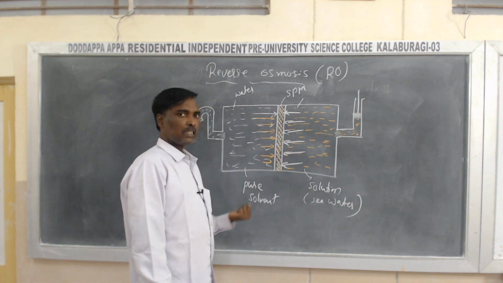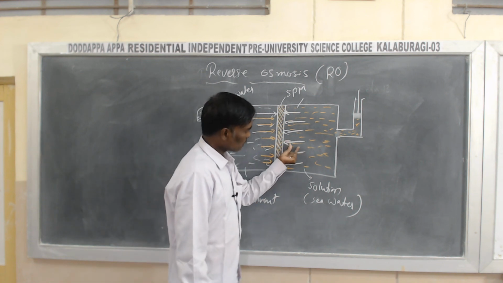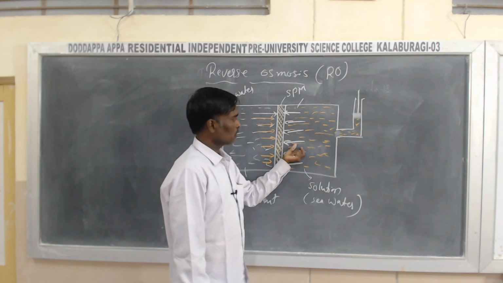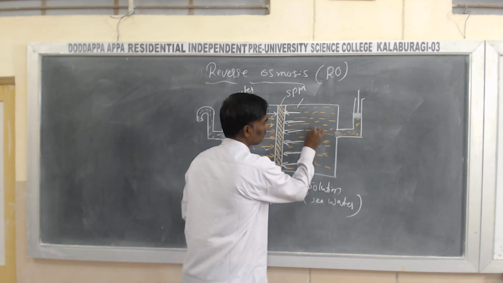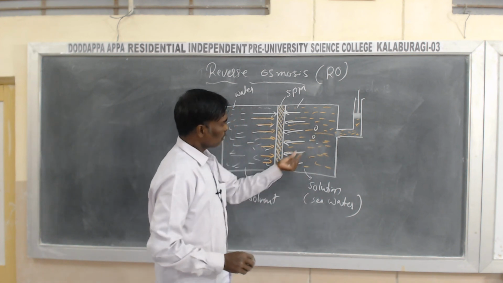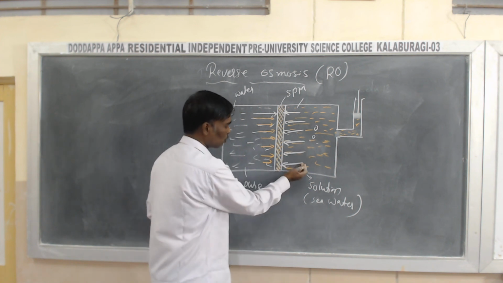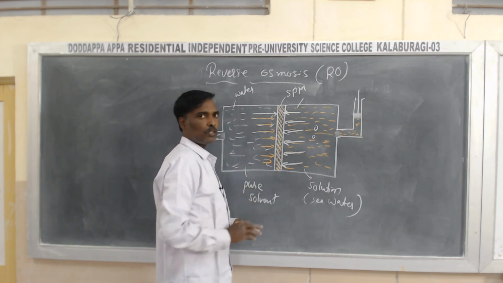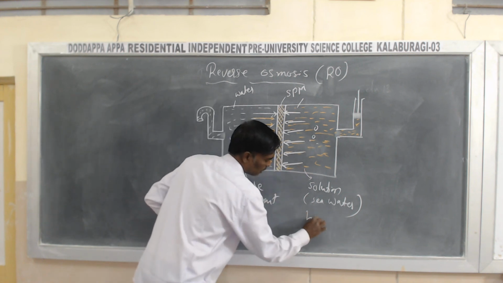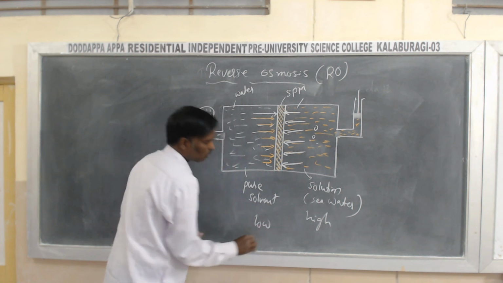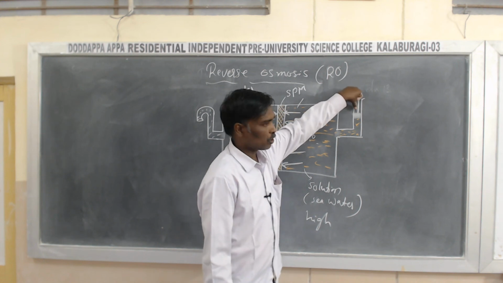Now, if I increase the pressure on the solution, what happens? This is a solution, a mixture of solute and solvent, where the solute molecules are larger in size and solvent molecules are smaller in size. So the solvent molecules start moving from the solution into the solvent. The movement of solvent molecules takes place from high concentrated to low concentrated through a semi-permeable membrane. This process takes place when we increase the pressure on the solution.